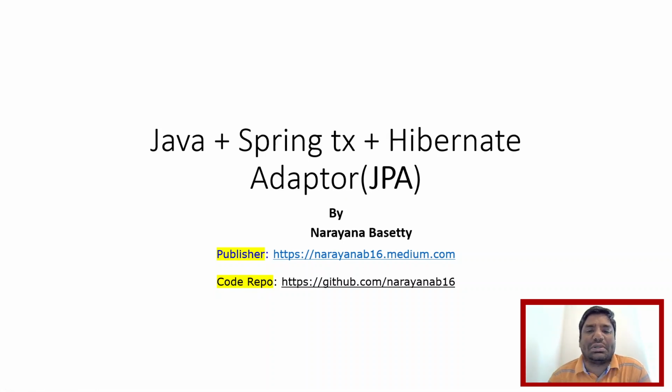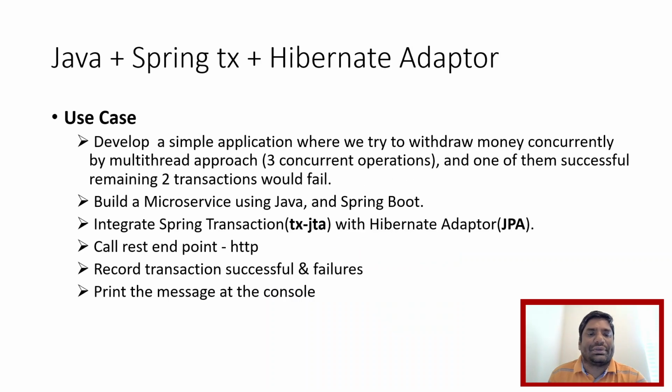Today we are going to talk about RDBMS transaction management by implementing it with an application. The tools and technologies I am going to use here are Java, Spring Transaction, and the Hibernate adapter, which supports JPA and is integrated with Spring JPA, the Java Persistence API. Let's understand some of the basics about what an RDBMS engine is and what concurrency is.